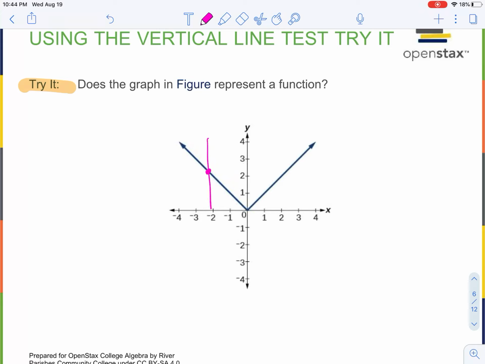Okay, so you've unpaused the video. No matter where you could possibly draw your vertical line, it is only ever going to cross once. So you should have said that this is a function.